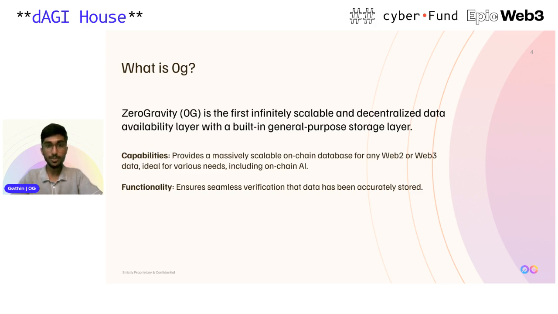The capabilities are that it provides a massively scalable on-chain database for Web2 or Web3 data, ideally for various needs, including on-chain AI. For example, with on-chain AI, we definitely need to store all the model data somewhere as a database, or for training, we need to store the model somewhere. But the current existing blockchains cannot handle a huge volume of data, like hundreds to thousands of GBs, which a single model may comprise. So Zero G solves it by providing a huge database solution, faster, more efficient, and more scalable compared to any blockchain ever present in the market. I'll tell the specific details later on. The overall functionality is to ensure seamless verification that the data has been accurately stored. As I told you, the data availability layer is to store data and to verify that the data is present in the blockchain.